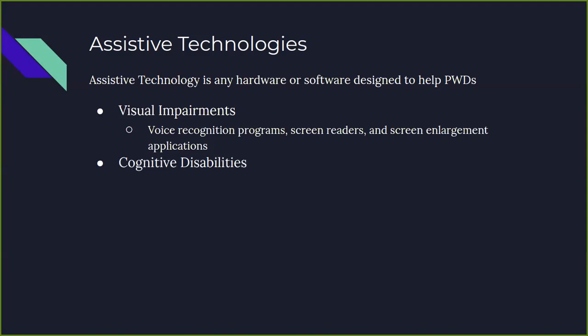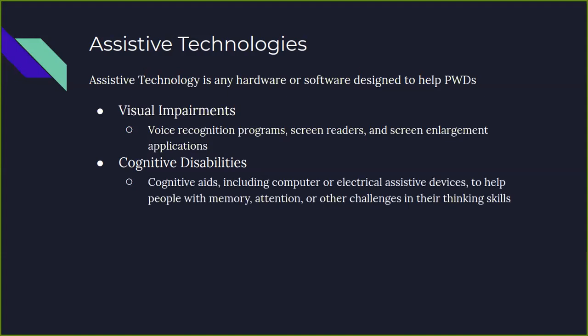The next thing to consider is cognitive disabilities. As mentioned earlier, cognitive disabilities have to do with people who have a hard time thinking or processing information, and or people who have difficult time in remembering things or perceiving how things work. So persons with such disability normally rely on cognitive aids, including computer or electrical assistive devices.